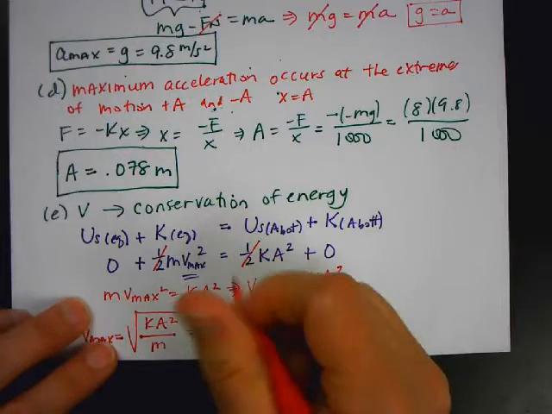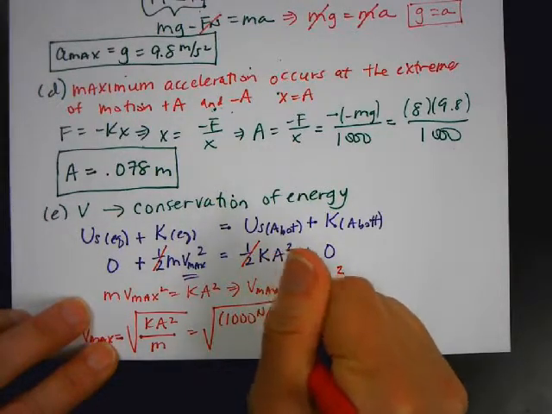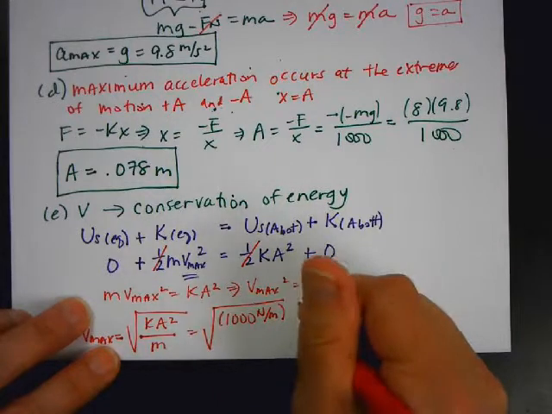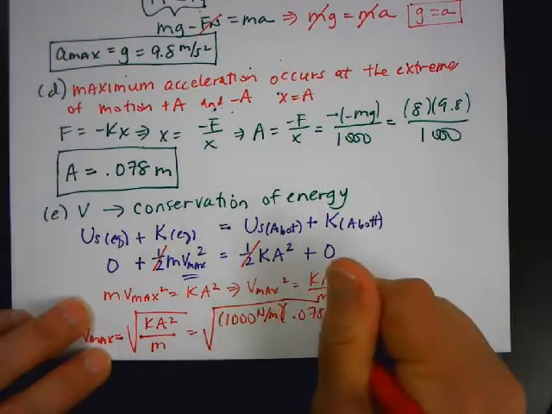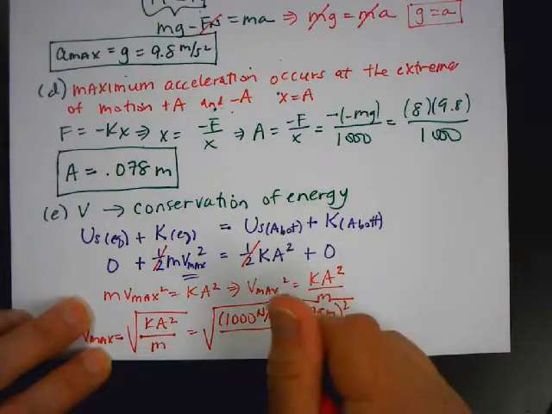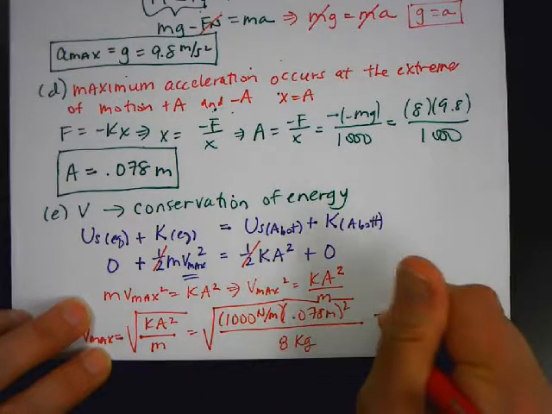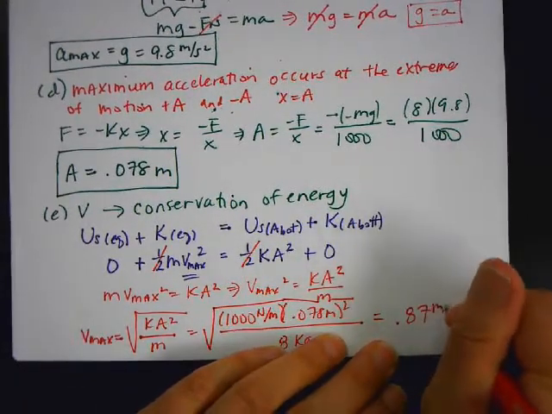So now we have 1,000 newtons per meter times 0.078 squared, divided by 8 kilograms. When we do the math on this, v max comes out to be 0.87 meters per second.